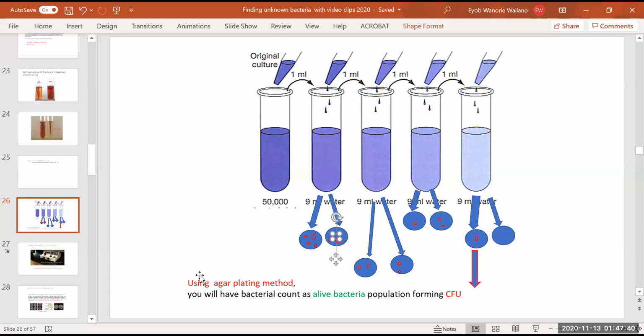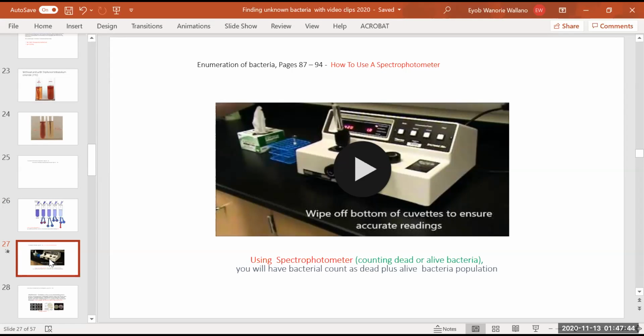So now, colony forming, CFU, means alive bacteria. When we are coming to a spectrophotometer, it is going to count more bacteria, in the form of an antigen or bacterial cells themselves. Why? Because it is going to count dead and then alive. Is it hard? No. A spectrophotometer can read dead and alive. So that is the only thing you need to know. One is alive, the other one is dead and alive.